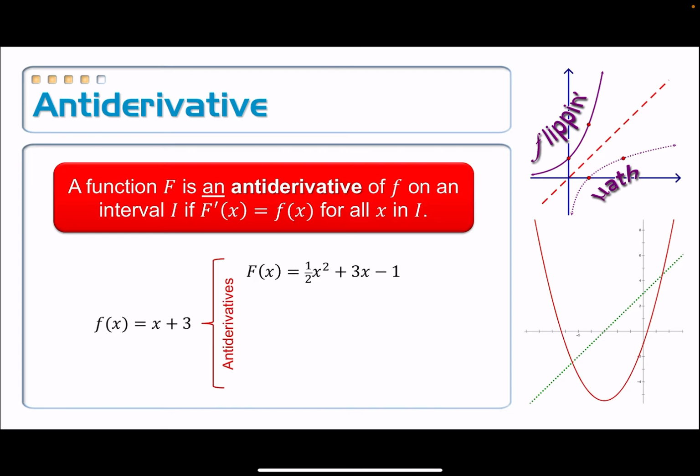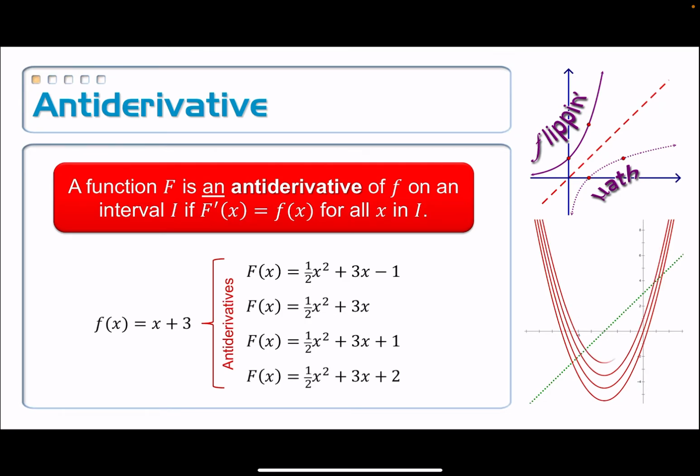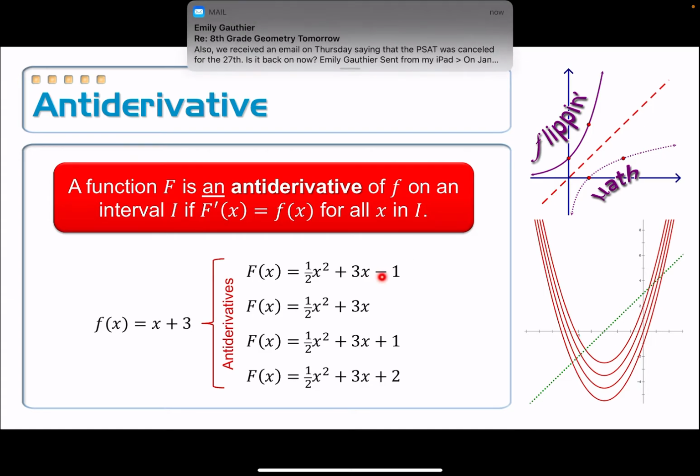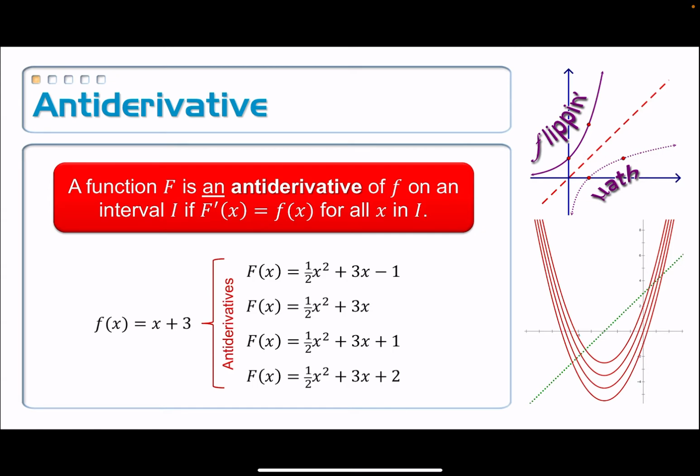But that's not it. I could have one that has plus 0 at the end. Graph it, still a parabola. Or maybe I have plus 1 at the end, or plus 2 at the end. Again, you can see that if we just change this last number at the end, it's just moving that parabola up and down. It's just a vertical translation in this particular case.